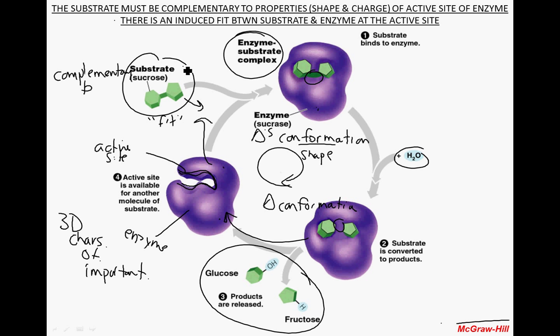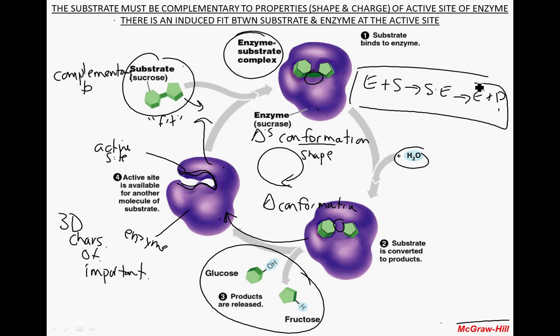So again, this whole enzyme reaction here can be summarized thusly. The enzyme plus a substrate yields a brief substrate-enzyme complex, which then yields the enzyme and the product back again. So this general formula is descriptive of what's happening in this diagram.